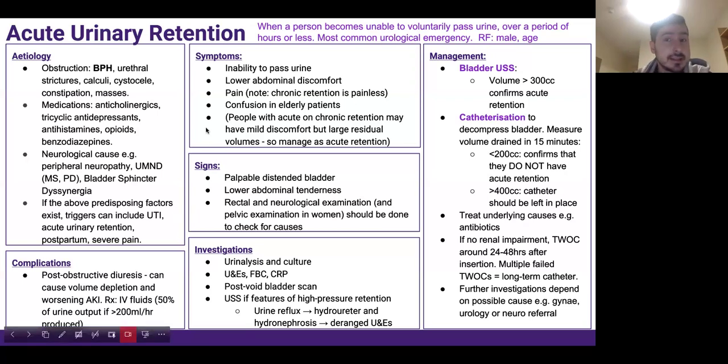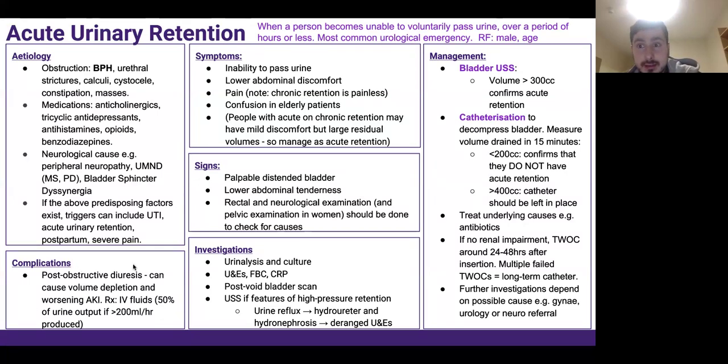The symptoms, just like in the stem, patients can't pass urine, they have lower abdominal pain. But if they're chronic retainers, they won't have this pain. But if they're in an acute situation, they will. They could have a palpable distended bladder when you examine them. And what would you want to do? You want to do, if you can, a urinalysis. You want to do U&Es bloods, and you want to do a bladder scan, importantly, to find out the volume of urine they're retaining. And if you're worried that there could be some features of high pressure retention and reflux of the collecting urine, this could result in hydronephrosis, which is enlarging of the kidney. So you want to do an ultrasound scan.